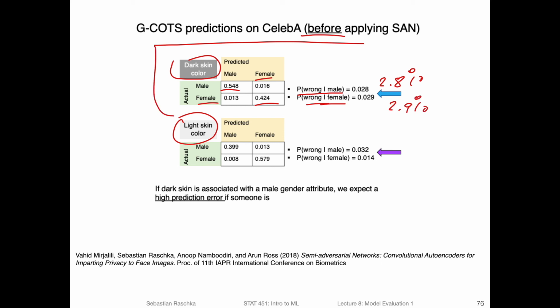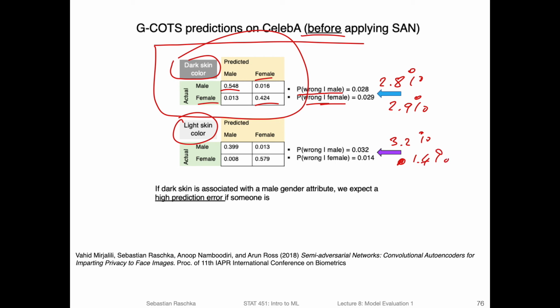So this was actually for the binary gender classifier that they implemented in the commercial software. This was not for the face matching here. So this was for people with a darker skin color. For people with a lighter skin color, you can, for example, see that the probability of making a wrong prediction was 3.2% for male people, and for females 1.4%.